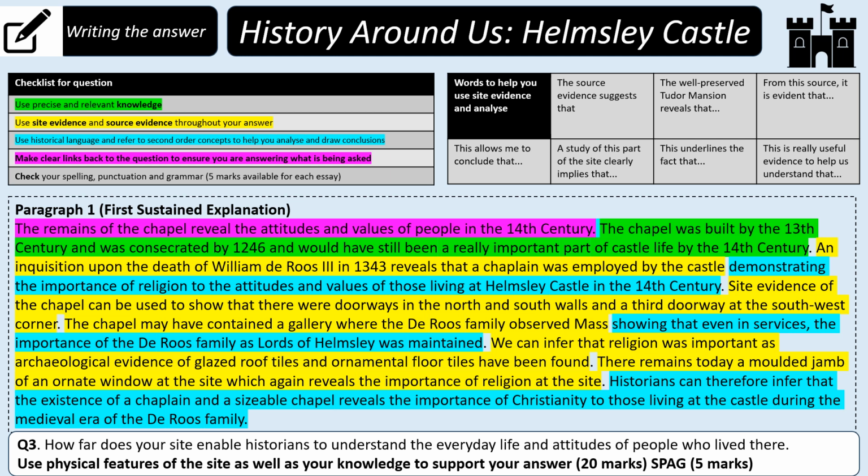Site evidence of the chapel can be used to show that there were doorways in the north and south walls and a third doorway at the southwest corner. The chapel may have contained a gallery where the de Roos family observed Mass, showing that even in services the importance of the de Roos family as Lords of Helmsley was maintained. We can infer that religion was important as archaeological evidence of glazed roof tiles and ornamental floor tiles have been found. There remains today a moulded jamb of an ornate window at the site, which again reveals the importance of religion at the site. Historians can therefore infer the existence of a chaplain, and a sizable chapel reveals the importance of Christianity to those living at the castle during the medieval era of the de Roos family.